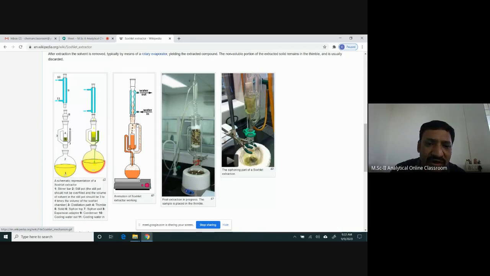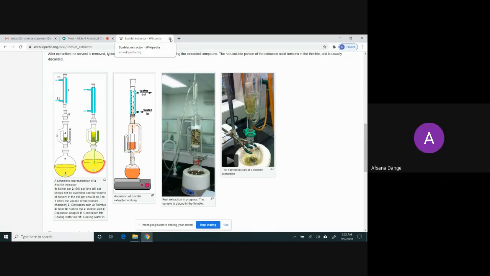Okay, so all of you understand this apparatus. Yes, sir. Okay, so this technique is called extraction as well as separation. What is it called? Extraction as well as separation. Okay. Hello. Yes, sir.